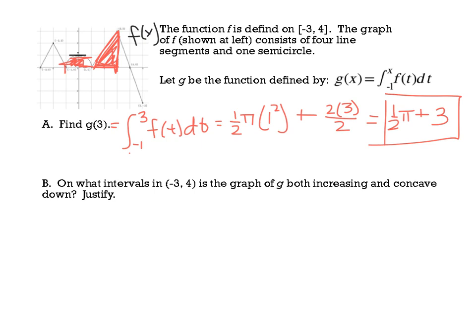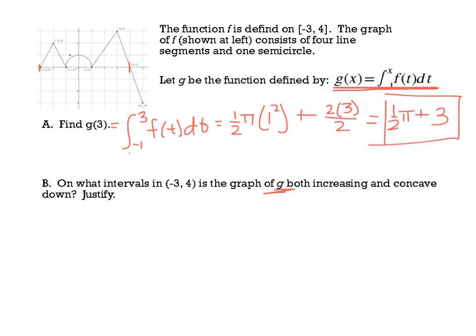All right, the next question relates a little bit back to the first video. On what intervals in -3 to 4? So we are doing from -3 all the way over to 1, 2, 3, 4. Is the graph of g both increasing and concave down? Now remember, g of x is defined by this integral right here. So in order to figure out what's going on with g, you'll see in a minute why I'm doing this, we're going to actually see what's happening with g prime.